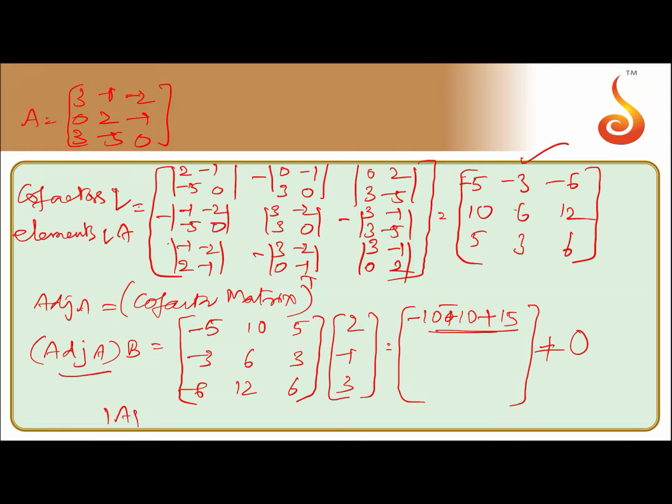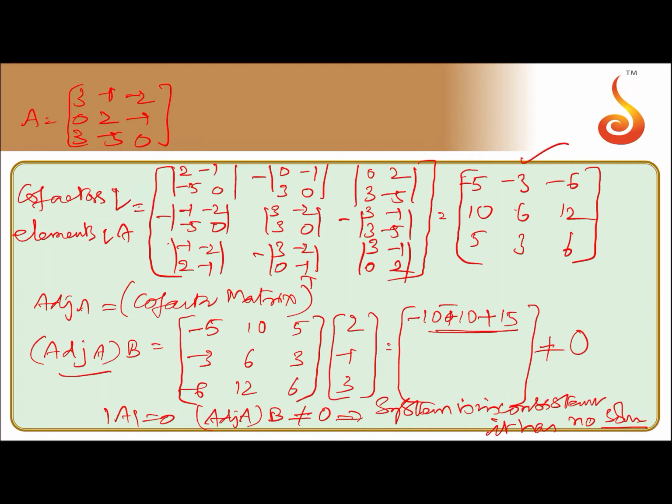So, therefore, det A is equal to 0. At the same time, adjoint A multiplied by B is not equal to 0. It implies the system is inconsistent, and it has no solution. The system has no solution.